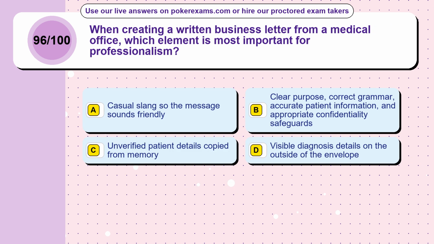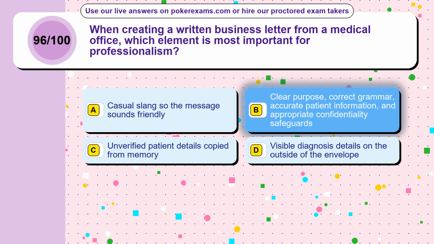Question 96. When creating a written business letter from a medical office, which element is most important for professionalism? Option A, casual slang so the message sounds friendly. Option B, clear purpose, correct grammar, accurate patient information, and appropriate confidentiality safeguards. Option C, unverified patient details copied from memory. Option D, visible diagnosis details on the outside of the envelope.